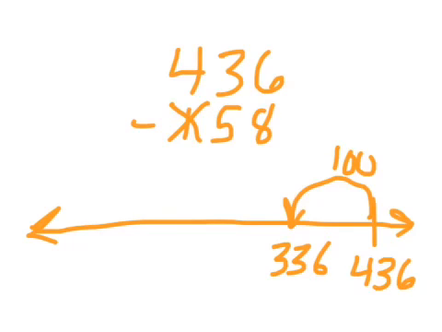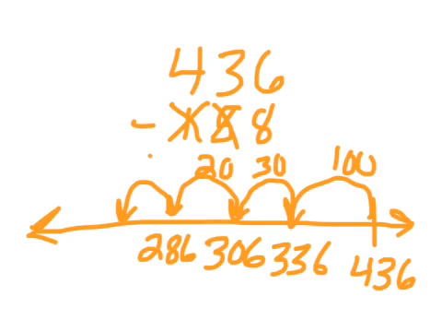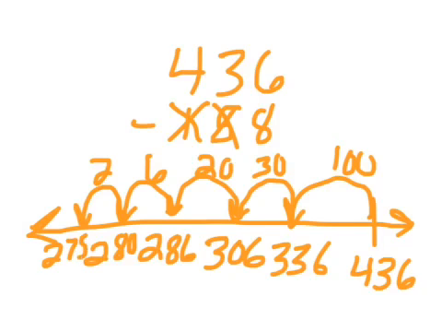Then I'm going to take my 50 that I have to jump back. I'm going to make it a little more manageable. I'm going to jump back 30. When we start out, we have kids jump back by tens, 5 times by tens. And then we start telling them, okay, we know that we can get to 306 just by jumping back 30. And then another 20 to finish out my 50 gets me 286. Finally, I need to jump back 8. So I'll jump back 6 to get to 280. And then just 2 more to get to 278.